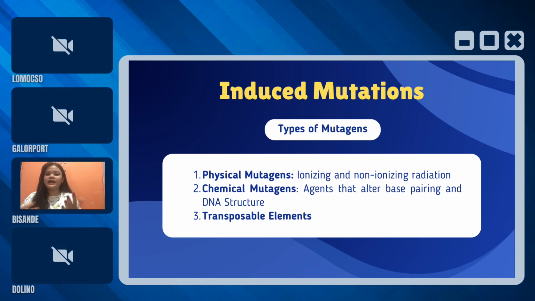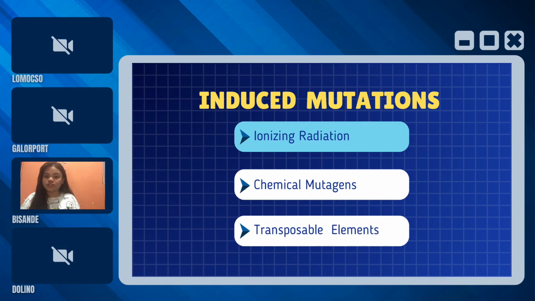We also have types of mutagens, which are physical or chemical mutagens. For physical mutagens, we have ionizing and non-ionizing agents. And for chemical mutagens, we have agents that alter base pairing and DNA structure. Now, let's talk about the physical mutagens, or what we call ionizing radiation.